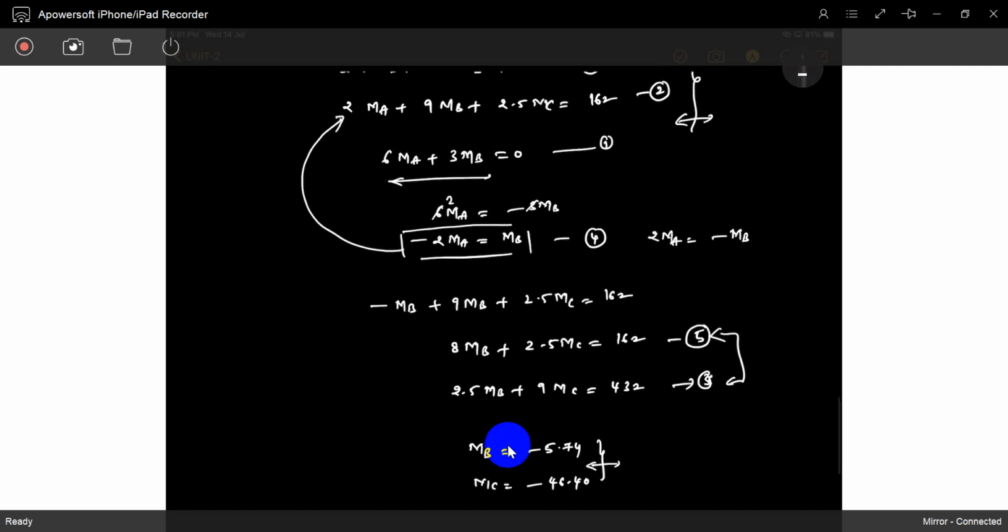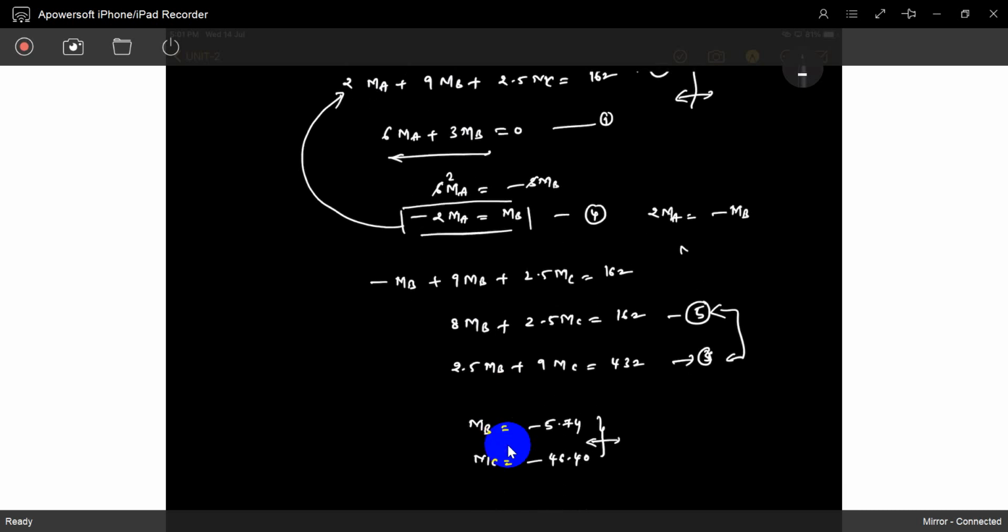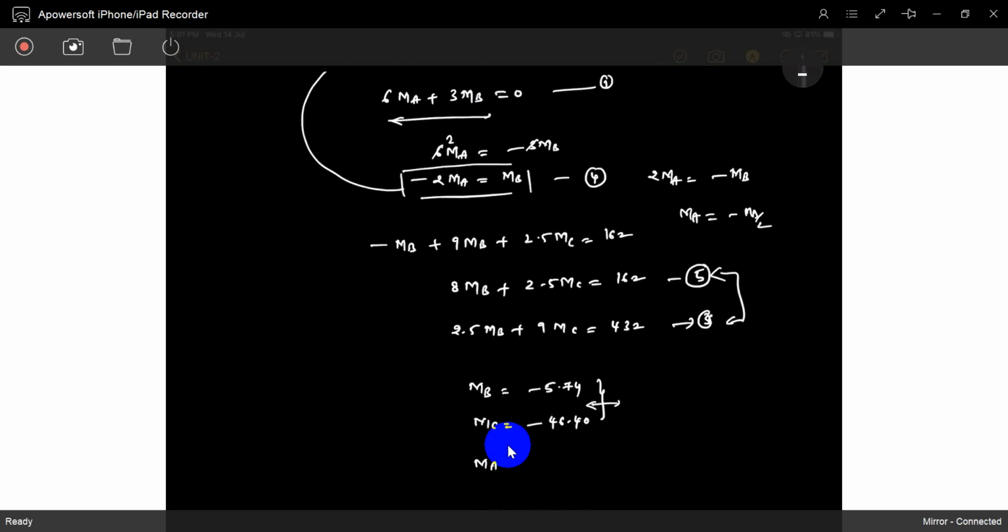Once you got MB and MC, what is MA? MA is minus MB by 2. It's not 5 point, it's 5.74. 5.74 divided by 2 is 2.87 positive. These are the hogging moments, these are the sagging moments, and MD is 0. If the values are wrong, you have to check once again.